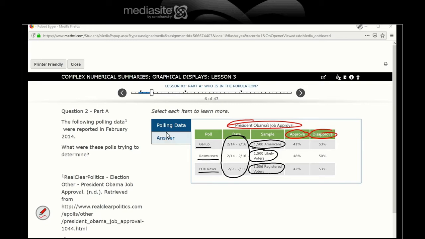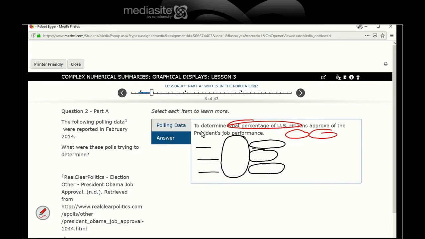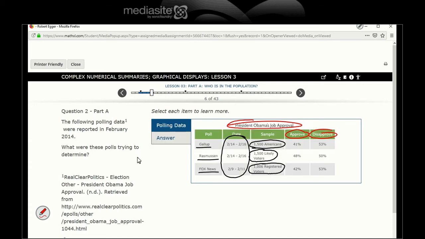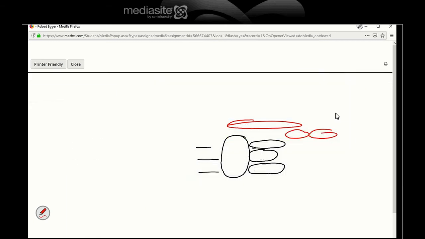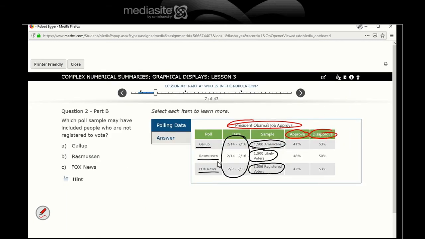Okay, so what's the answer? Determine what percentage of U.S. citizens approve of the President's job performance. Pretty close. All right. Next question.